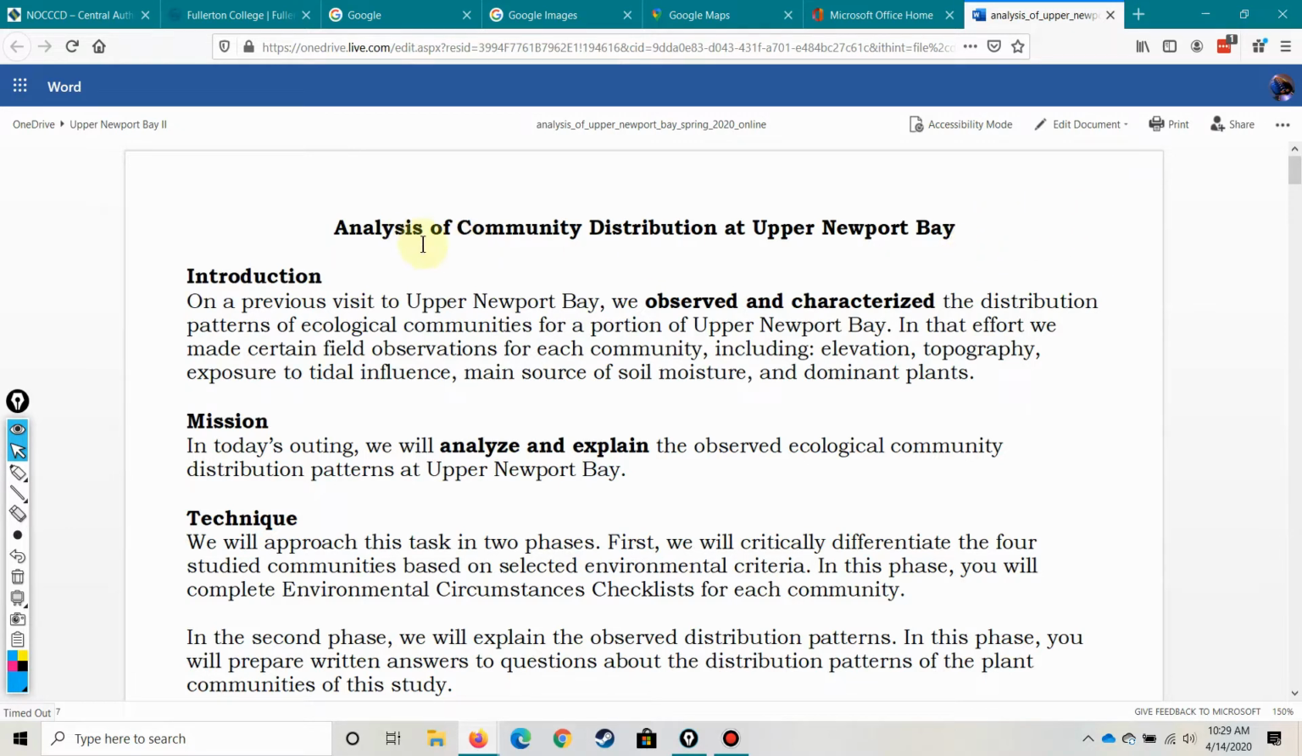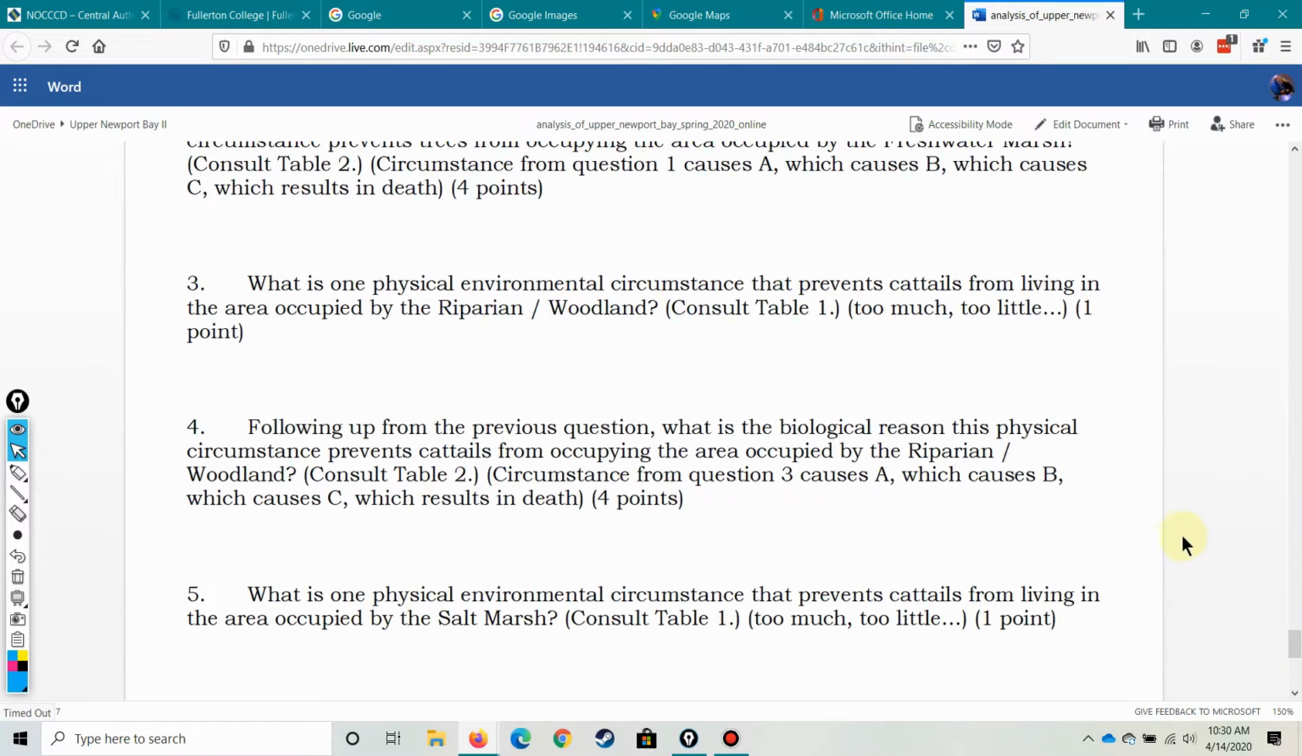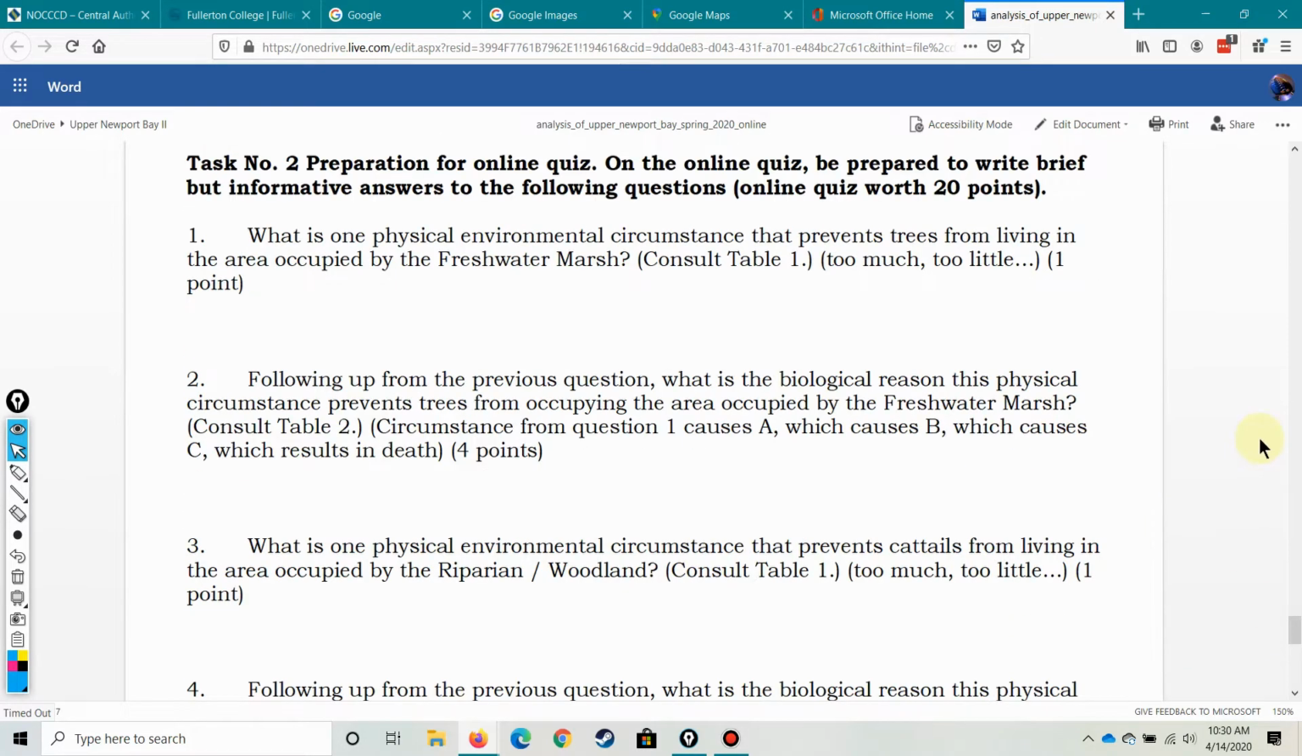The whole point of the activity is to try to figure out why we're seeing the distribution that we are seeing in terms of ecological communities at Upper Newport Bay. To give you a preview of what you can be expecting, ultimately everything's going to boil down to 8 questions on the last page of this document, so it's going to be nice for you to have this document printed out so you can jot down some responses.